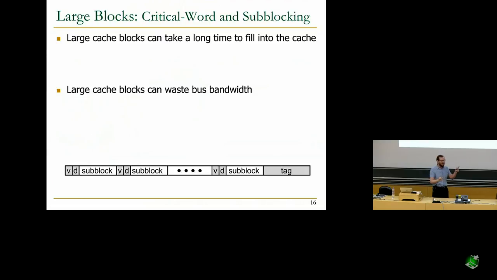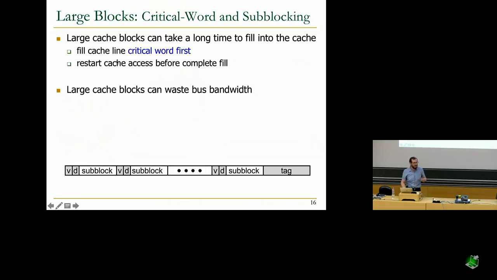Let me be more extreme. Let's take a 64-byte block and 4-byte subblocks. That's subblock 15 over here. If you bring the entire 64 bytes serially, first the first 4 bytes, next the next 4 bytes, next the next 4 bytes, the 4 bytes that you need will come at the very end. So it'll take a long time to supply that data to the processor.